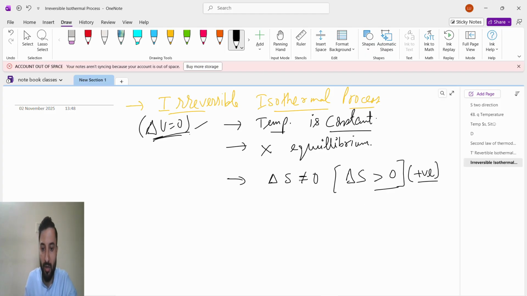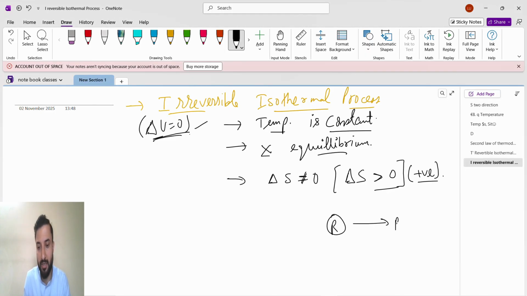And delta S is not equal to 0 because it is not equilibrium. If not equal to 0, we will favor delta S. So delta S is greater than 0. Why is it greater than 0? Greater than 0 means positive. The reason behind it is that it is irreversible. Irreversible means it is moving in one direction, that is forward. We will favor the forward direction. So forward direction matlab kya hota hai bhaiya, positive, greater than 0, right?